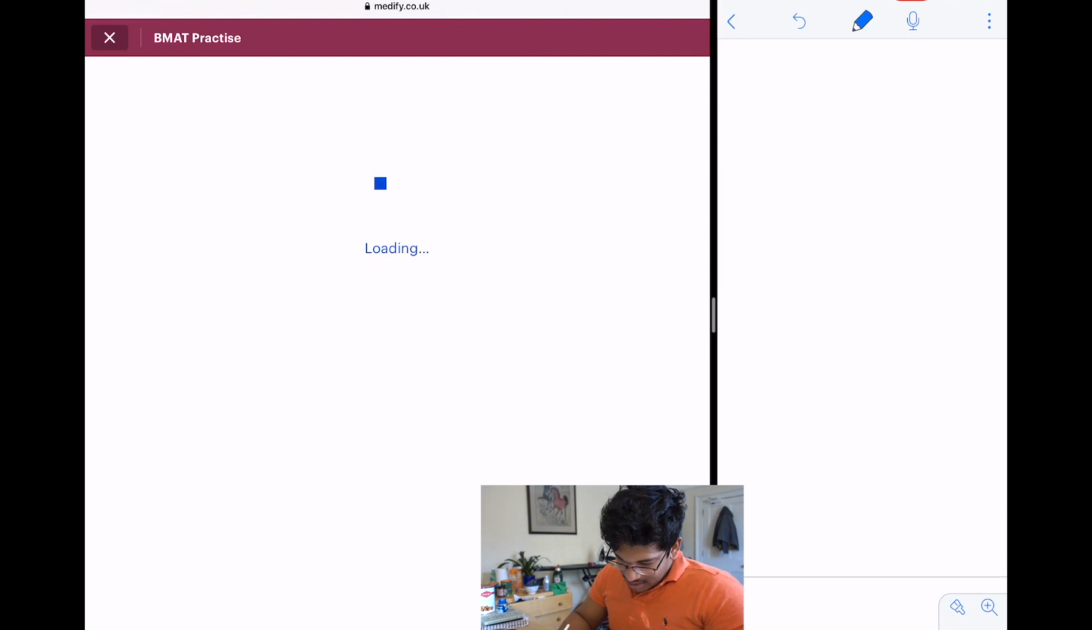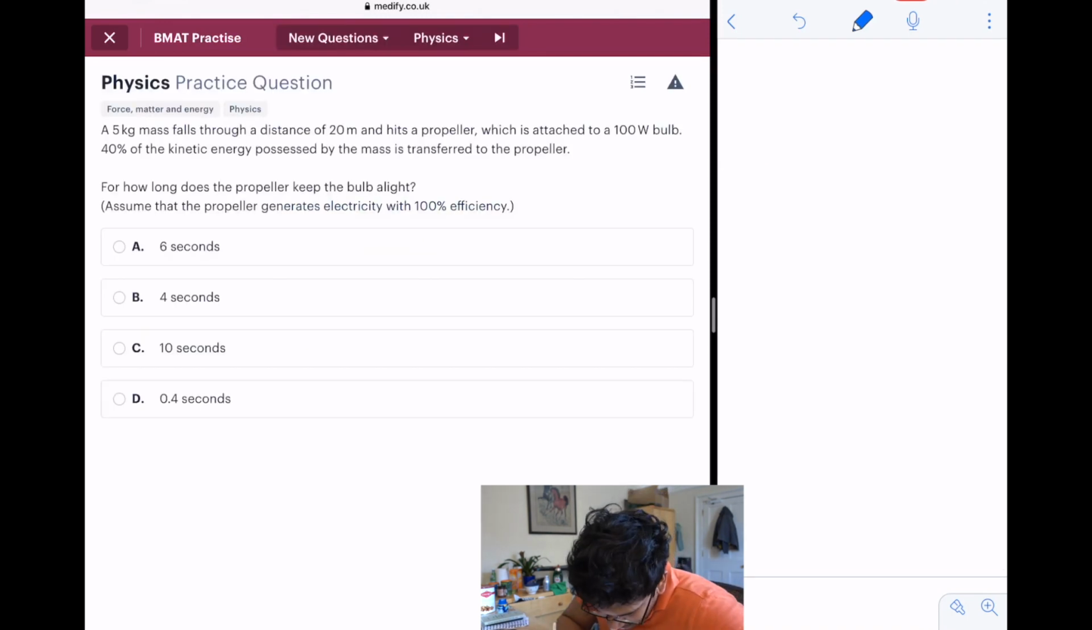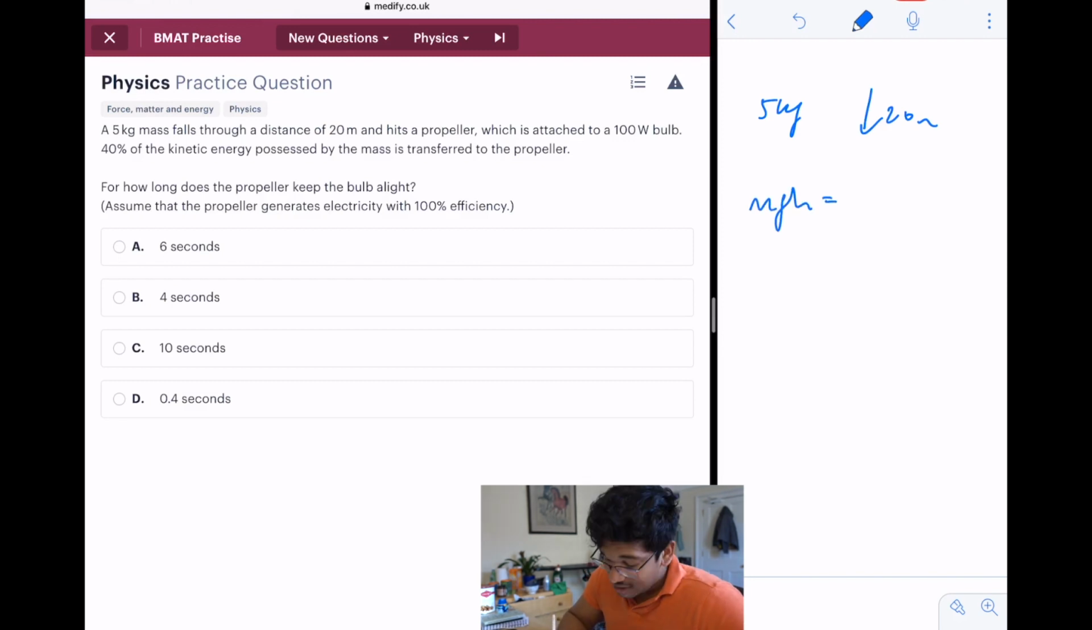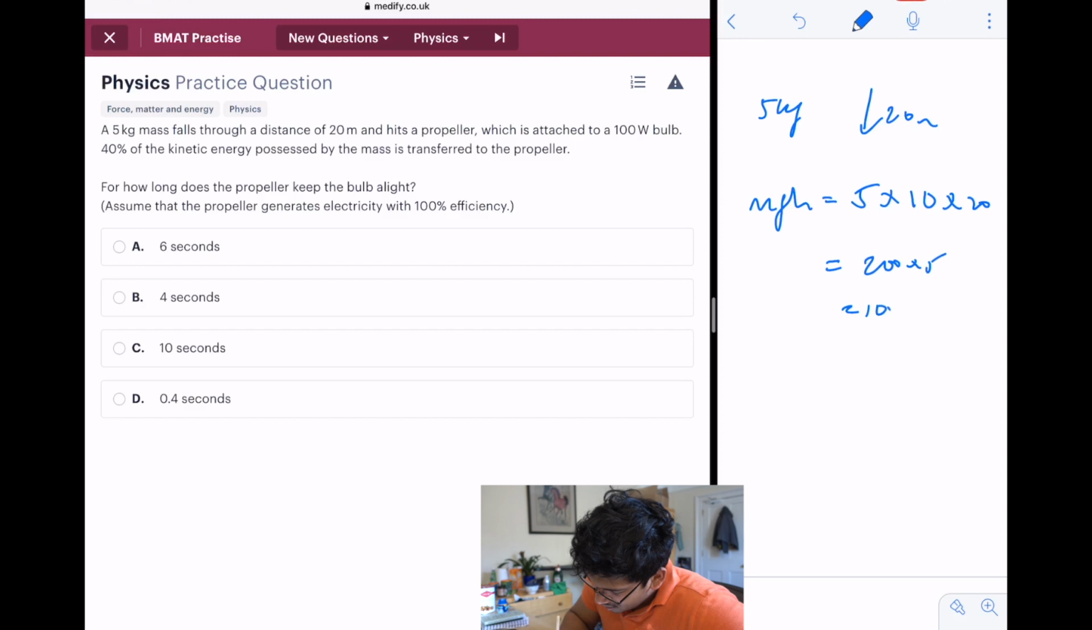Great. Okay. A 5 kilogram mass falls through a distance of 20 meters, which is attached to a 100 watt bulb. 40% of the kinetic energy produced by the mass is transferred to the propeller. For how long does the propeller keep the light bulb on? So this is just mgh, to work out the energy initially. It's 5 times 10 times 20, which is 200 times 5, which is 1,000 joules.